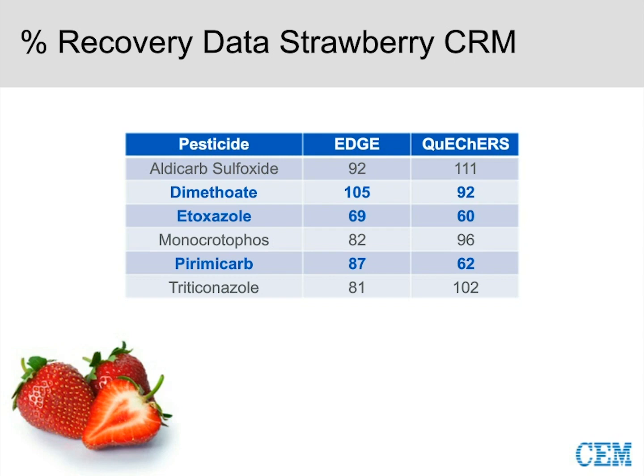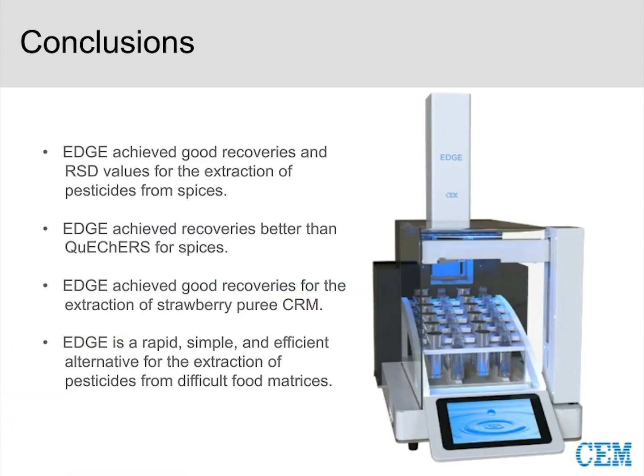So with that, I am going to conclude my talk. And what I hope you've seen is that the Edge achieved good recoveries and RSD values for extraction of pesticides from spices, but furthermore, that we got better recoveries than QuEChERS for those spices, and that we were able to get good recoveries for our strawberry puree CRM on the Edge. And that final take home, right? The Edge is that rapid, simple, and efficient alternative to the extraction of pesticides from really any food matrices.